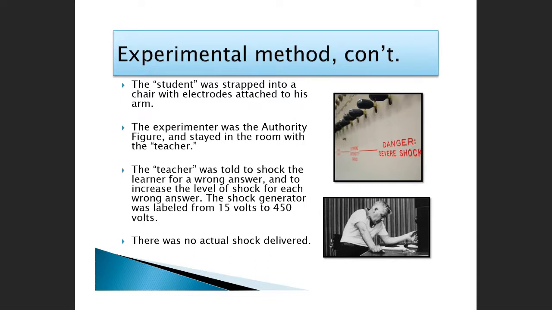There was a shock generator labeled from 15 volts to 450 volts. And you see a picture of it there, and you can see it's labeled dangerous severe shock. So for each wrong answer, the person was supposed to go up another level, another 15 volts to a higher and higher level. So the shock was supposedly becoming more severe with each wrong answer.